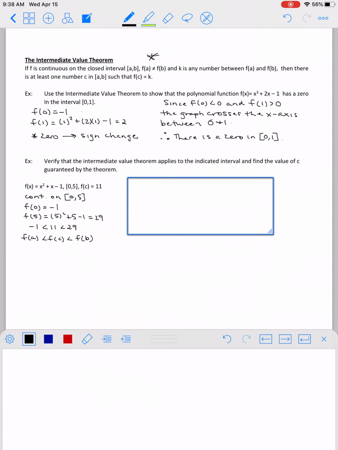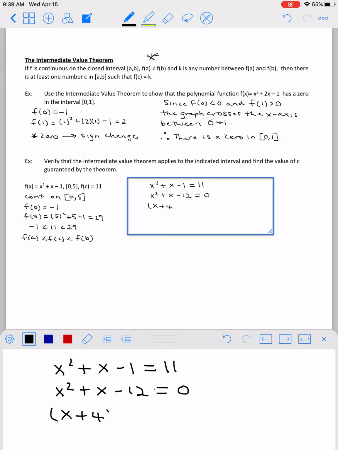So if we come up here, we're going to take x squared minus 1, or sorry, let me get rid of that. Oops, let's try to copy that right. How about x squared plus x minus 1, and now we're going to set that equal to our y coordinate, which is 11. Now I'm looking for the x that will produce 11. This is quadratic. Get a side equal to 0, and then we're going to factor. And when we factor, we get x equals -4 or x equals 3.